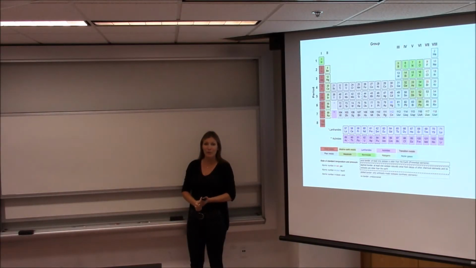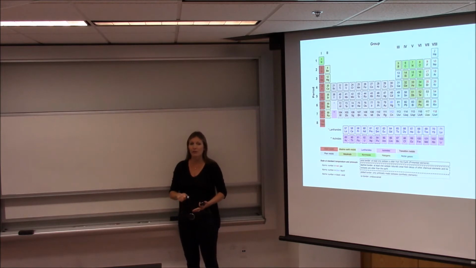Okay, so we're on a roll. We've made it through protons, neutrons, electrons. We've talked about why the electrons are significant. The number of electrons in the outer shell is going to determine an atom's chemical behavior.